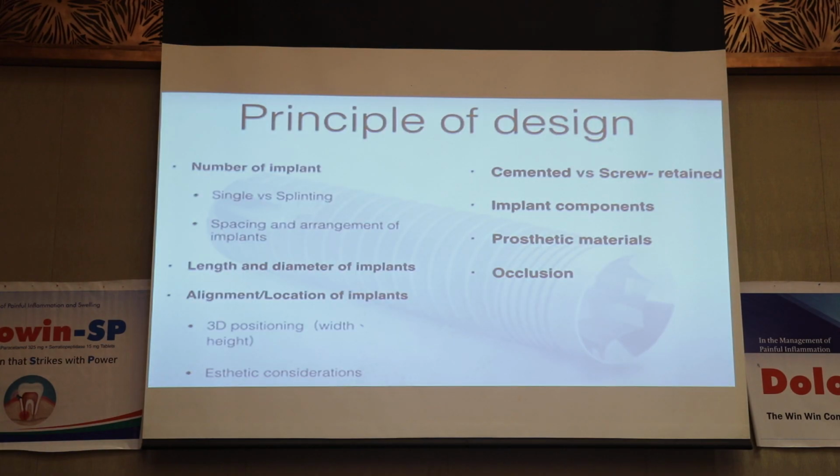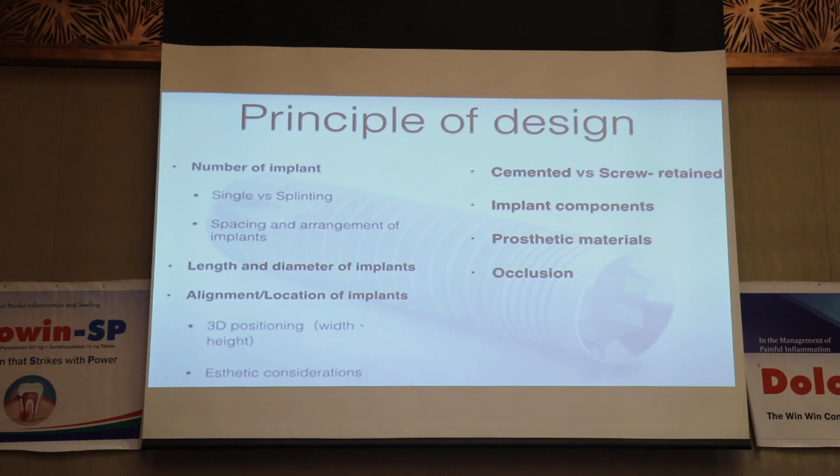Next. Principles of design: now the splinting concept is not there. Wherever you are going to place an implant, one tooth missing means one tooth implant you have to place. So you have to make that kind of calculation. Then there is the spacing and arrangement of implants. As you all know, the bone width is very important before you place any implant. Buccal, lingual, mesial and distal, always calculate next to the adjacent tooth. Always leave 3 millimeters.